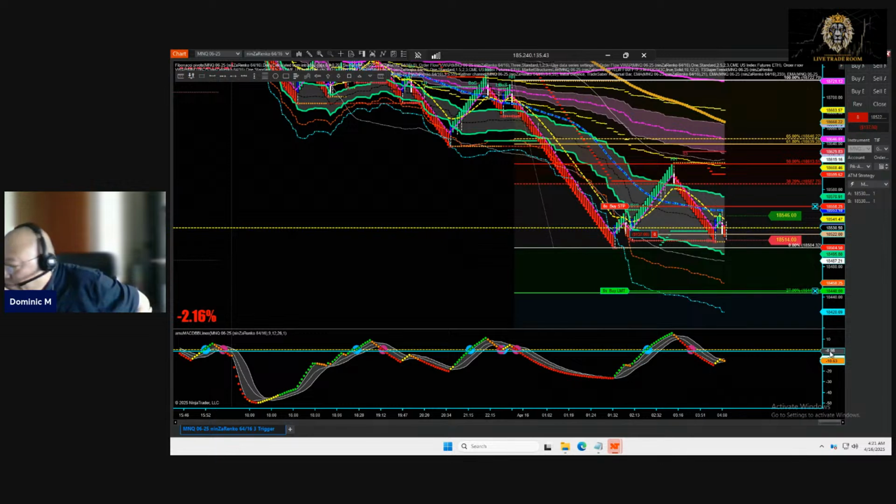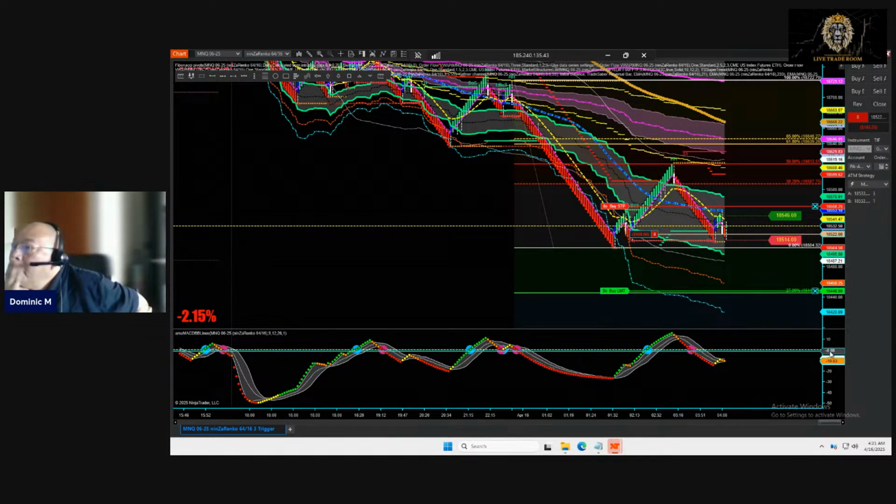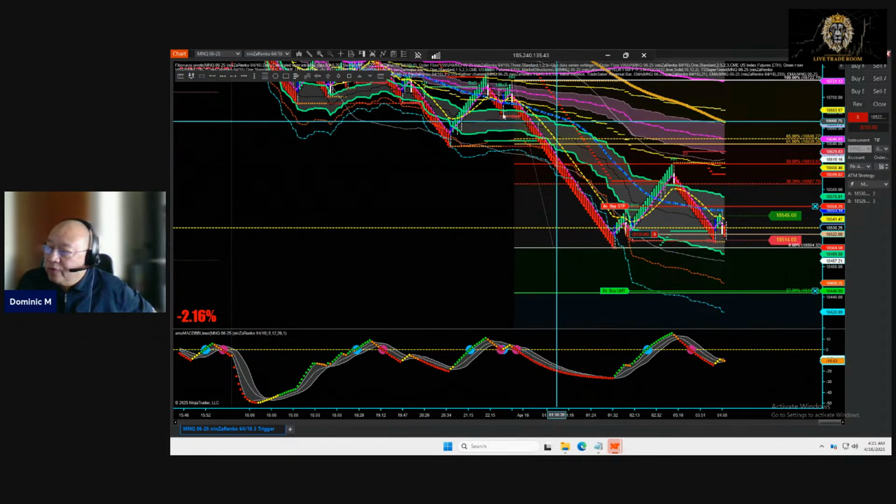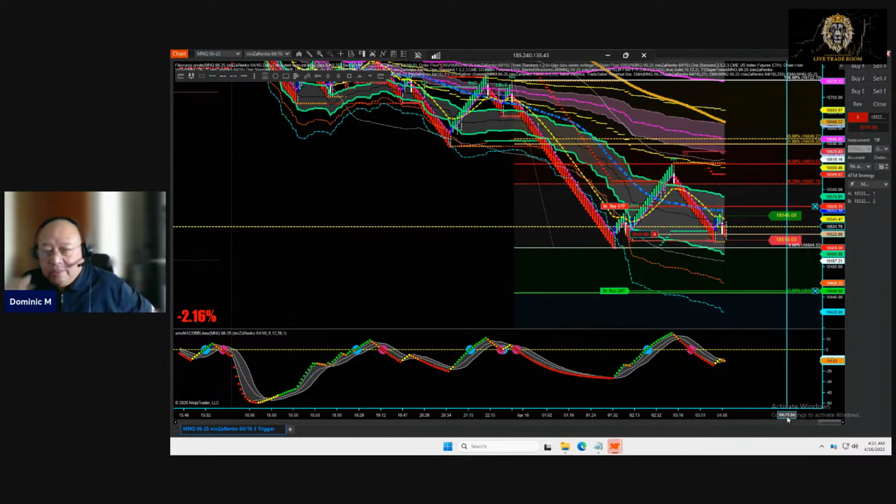Let's see what happens at the bottom of the hour. Look at all that movement right before the London. All of a sudden, at the London, they just stopped it.